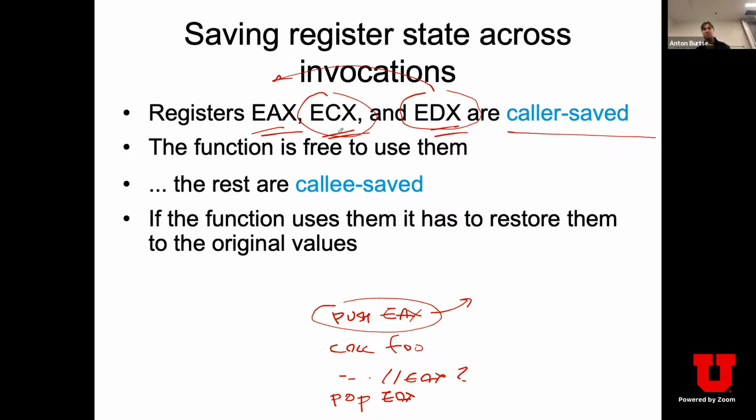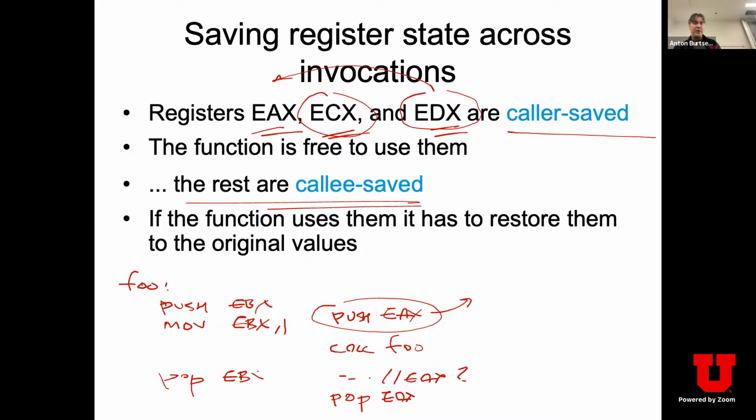It's some kind of a performance balance. So the other registers are callee saved. If inside the function foo you're moving something into the EBX register, like moving one, for example, your responsibility is to restore the old value of EBX. So you will have to push it here and pop it before you return, right? That's called a callee saved register, the register which is saved by the callee.